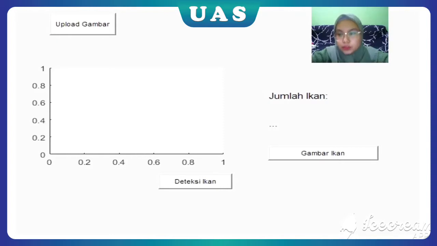and then the fish detection button, and then the static text number of fish, which functions to display the number shown from the detection result of the GUI, and then the fish image button. When we click it, we will display a detailed image of the detected fish.